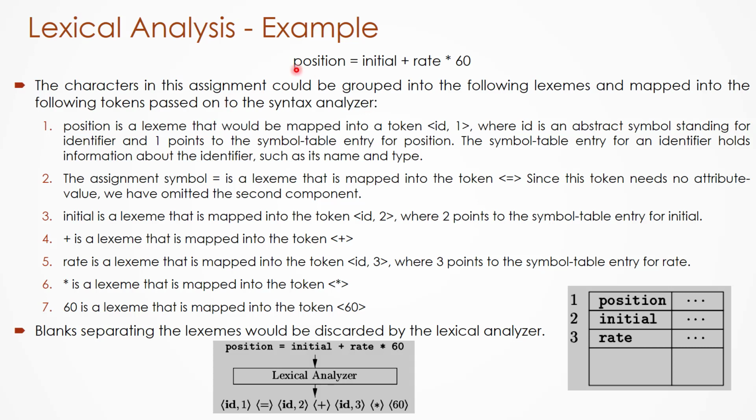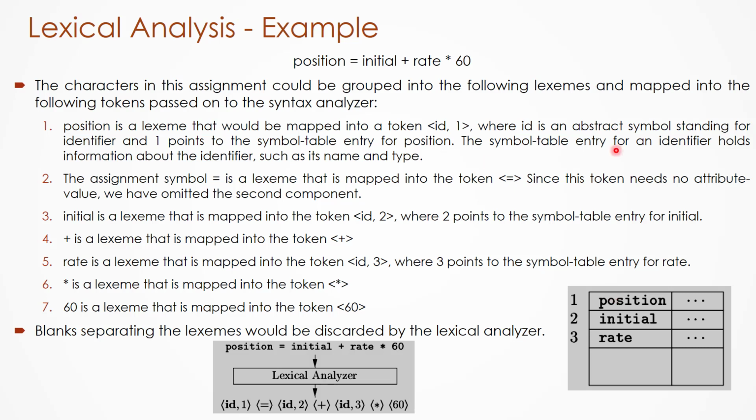So first meaningful sequence is position. Position is a lexeme that would be mapped into a token id, 1. Here id stands for identifier because position is a variable. A variable is an identifier, where id is an abstract symbol standing for identifier and 1 points to the symbol table entry for position. So here position is inserted into the symbol table because it is a variable, and it is inserted in the first row. That's why we have a value 1. So id, 1 represents position.